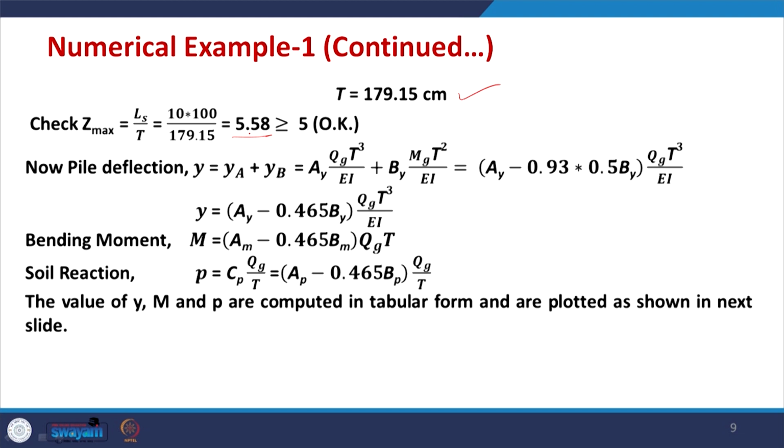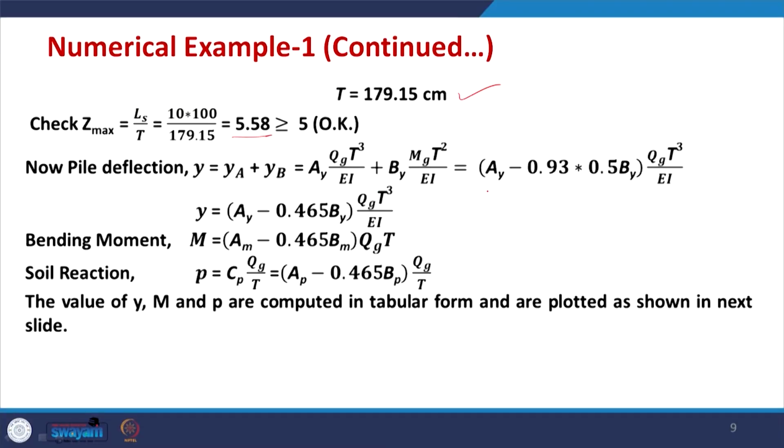So, the first thing is that we need to apply the first check, that Ls by T should be greater than 5. Then, the pile deflection for the case when you restrain the pile head 50% for the rotation. In that case, even if you do not apply any moment, we still need to use this equation Ay, which we have discussed already in theory. What is this 0.5? This 0.5 is nothing but lambda. So, lambda is 0.5, and because all other things are known, now you can calculate the value of deflection y from this.